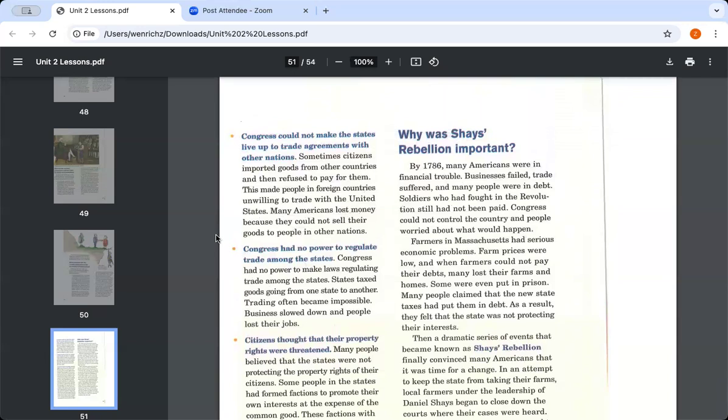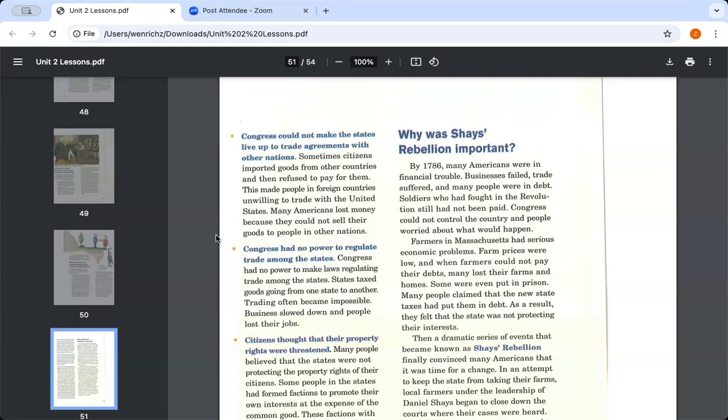Finally, Shays' Rebellion and why it was important. By 1786, many Americans were in financial trouble. Businesses failed, trade suffered, and many people were in debt. Soldiers who had fought in the Revolution still had not been paid. Congress could not control the country, and people worried about what would happen.